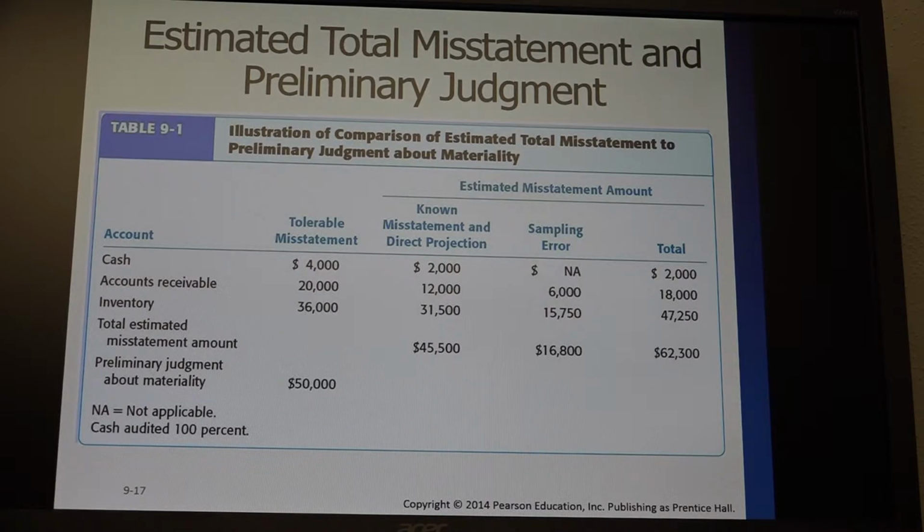And so in this case, in inventory, we have an estimated misstatement of 47,250, and it's greater than the amount of the tolerable misstatement of 36,000. And so because of this, this number is not acceptable to the auditor, and something has to be done by the client to fix the problem.